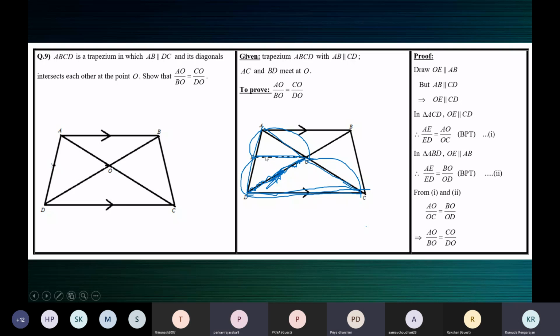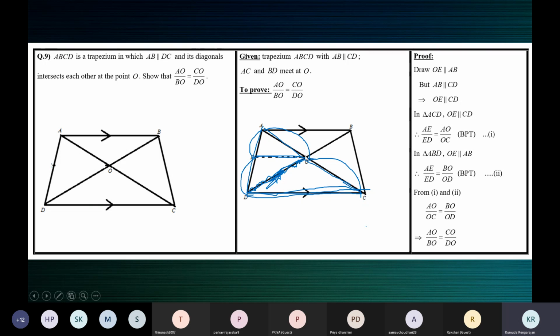AD, AD, AB. From that you can identify the triangle. So see here, OE is parallel to CD. OE parallel to CD means CD is one side of the triangle. OE is parallel to CD, so CD is one side.